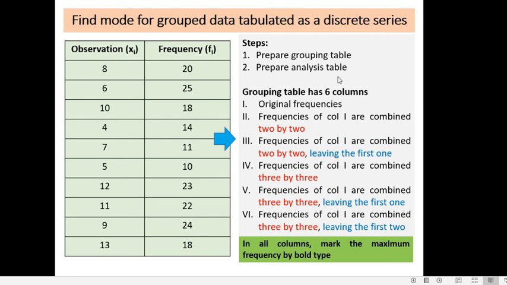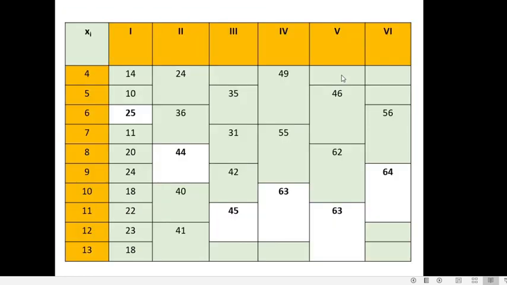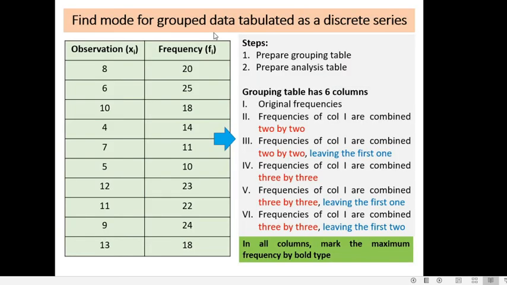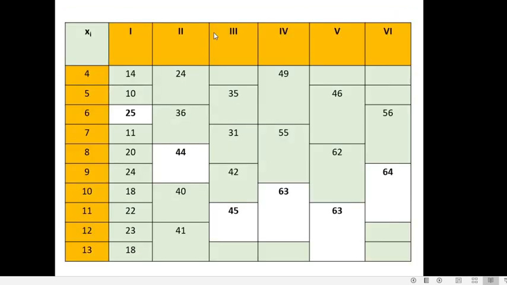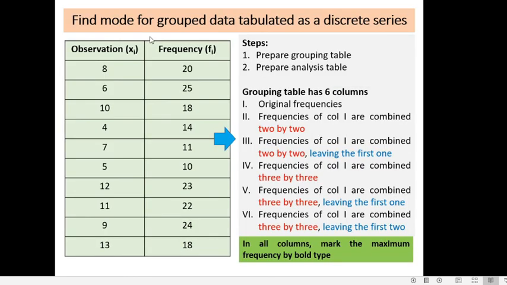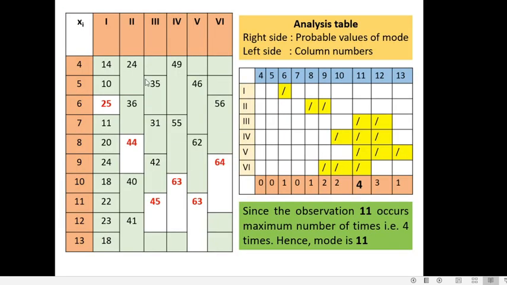Now, preparation of the analysis table. It is from this grouping table that we are going to prepare the analysis table. So, here I have taken the same table; I have cut and pasted the same grouping table here. Now, I prepare an analysis table.